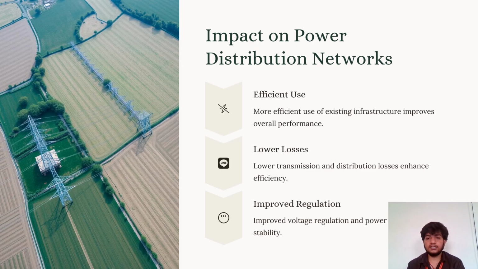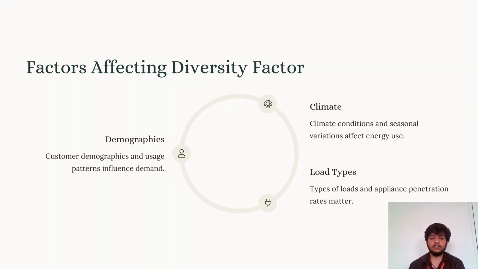And the next one is the impact on power distribution networks. The first one is efficient use: more efficient use of existing infrastructure improves overall performance. And lower losses: lower transmission line and distribution losses enhance efficiency, improve voltage regulation and power stability. So these are the impacts on power distribution.